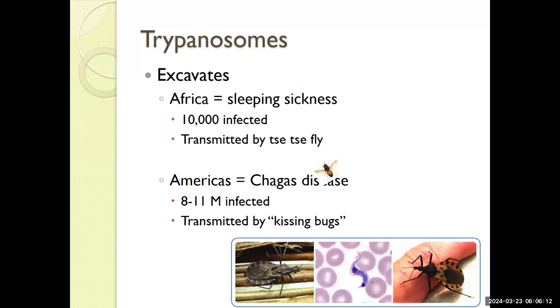In the Americas, however, the trypanosomes have caused a disease called Chagas disease. This is interesting because it infects roughly 10 million people every year, and it has been recorded all the way down in Argentina, all the way up through Canada. These trypanosomes have adapted to a different vector, the kissing bug.